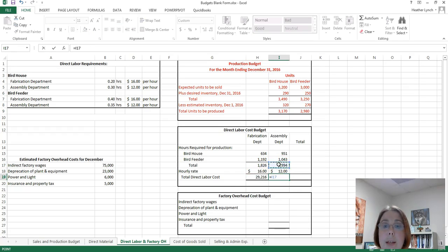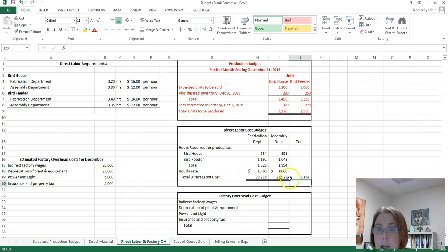We're doing 1,994 hours times the $12 per hour. So then our total direct labor cost budget is $53,144.